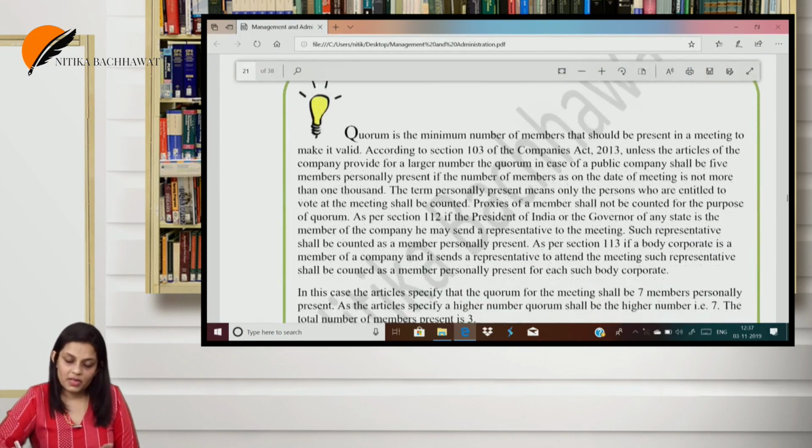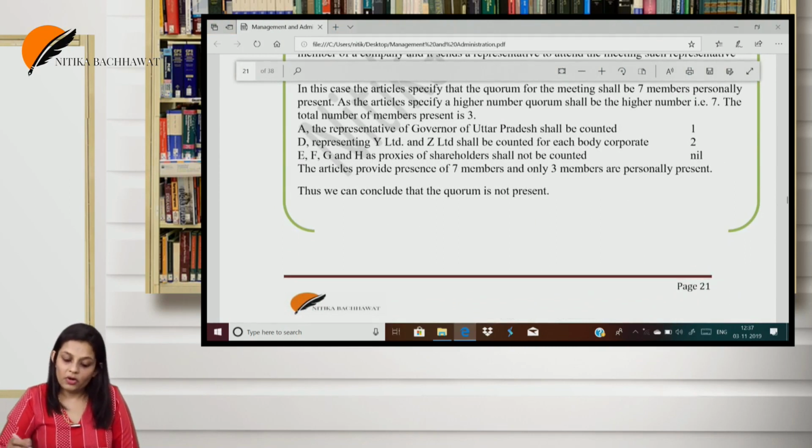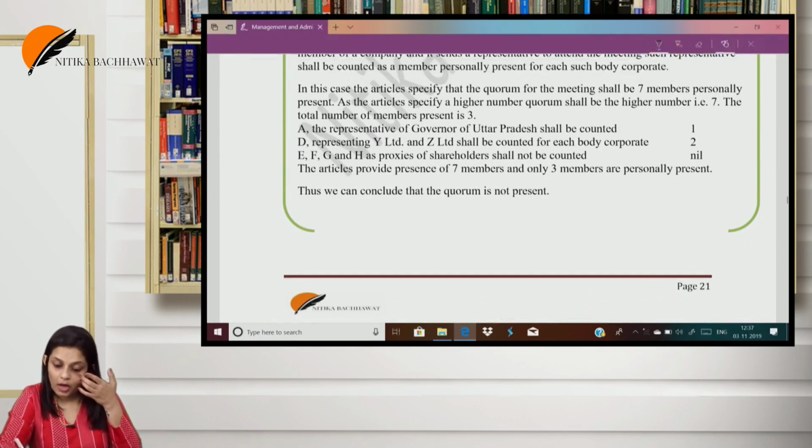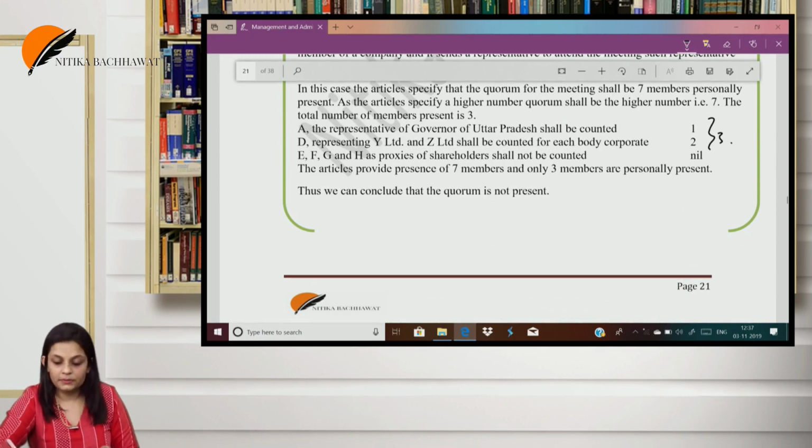Do you think the quorum is present? No. Thus, we can conclude that the quorum is not present. Why? Because only how many members are present? Only 3 members are present.